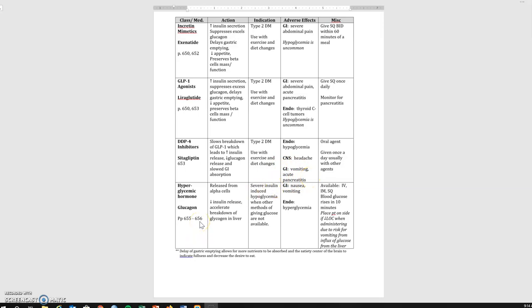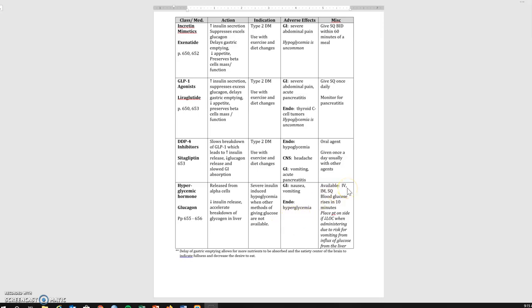The last drug is a hyperglycemic hormone, glucagon. It is released from alpha cells, and it decreases insulin release and accelerates the breakdown of glycogen in the liver. It is used to counteract insulin-induced hypoglycemia when other methods of giving glucose are not available. So for that individual who's having a hypoglycemic event but can't drink their juice or eat their protein snack, then this would be a drug of choice.